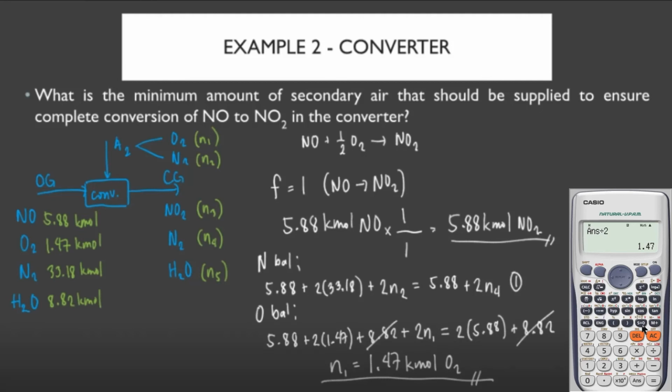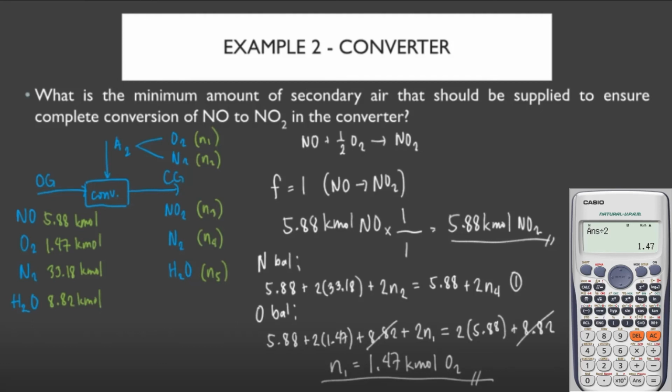Our interpretation for this is we need 1.47 kilomoles of oxygen more as an input to the process to ensure that we have complete combustion. But this is all theoretical calculations. In practice, we need to have some degree of percent excess oxygen or percent excess air to really ensure a high conversion from NO to NO2. The 1.47 kilomoles of oxygen here simply serves as our theoretical amount needed to complete the conversion.